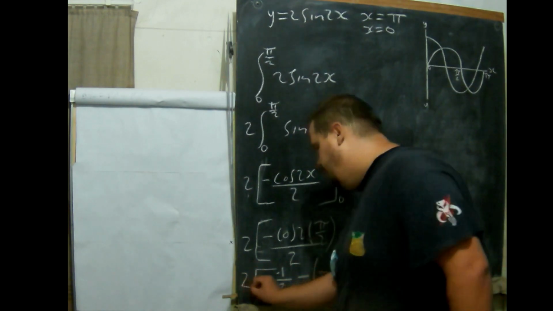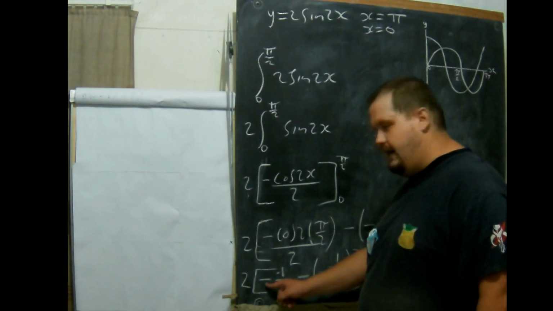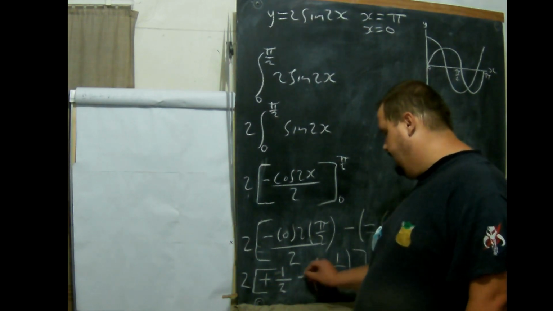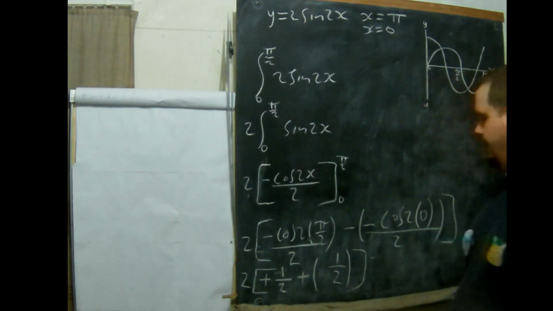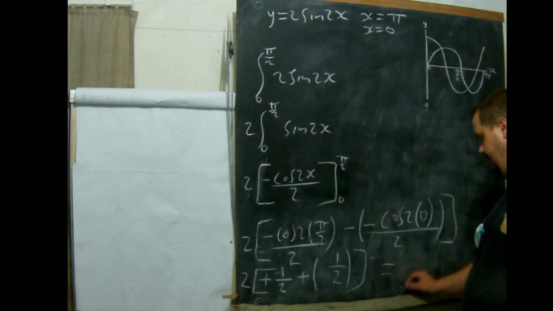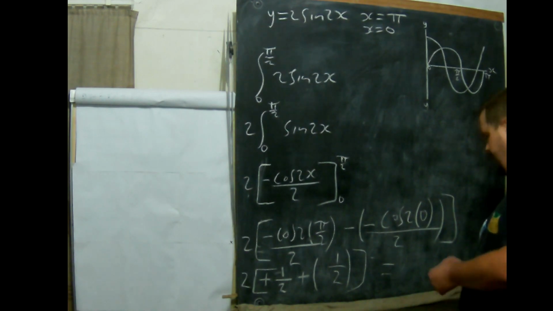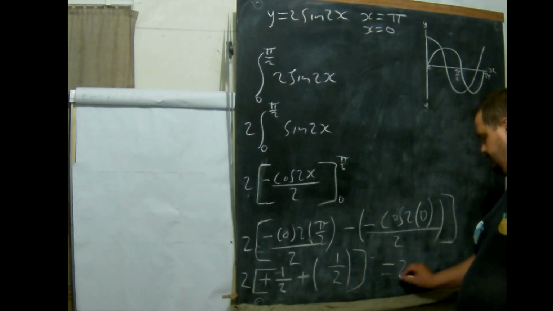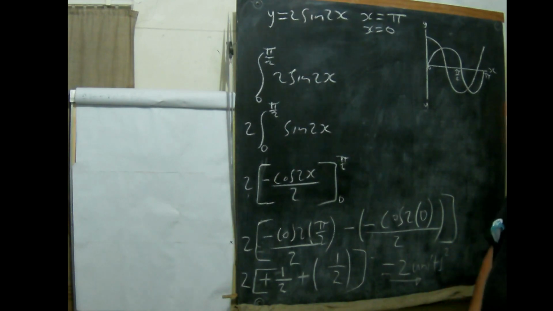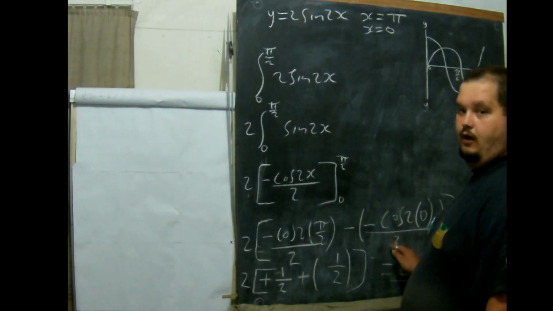And multiply that all by 2. A minus times a minus is a positive, and a minus times a minus is also a positive. A half plus a half is 1, and 2 times 1 is 2 units squared. That is all for half the graph.